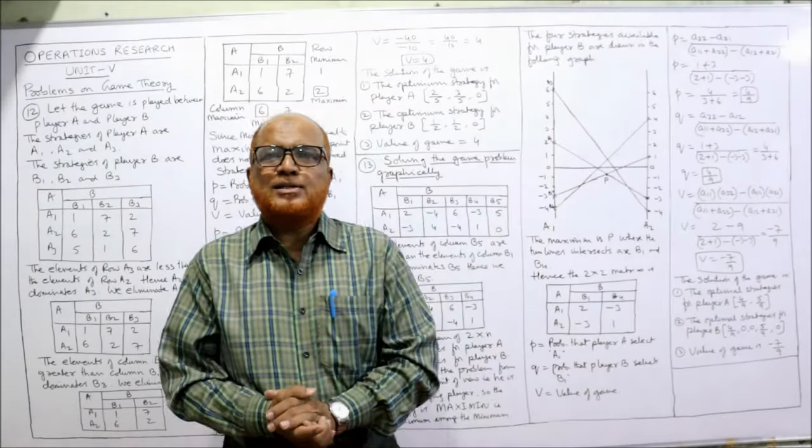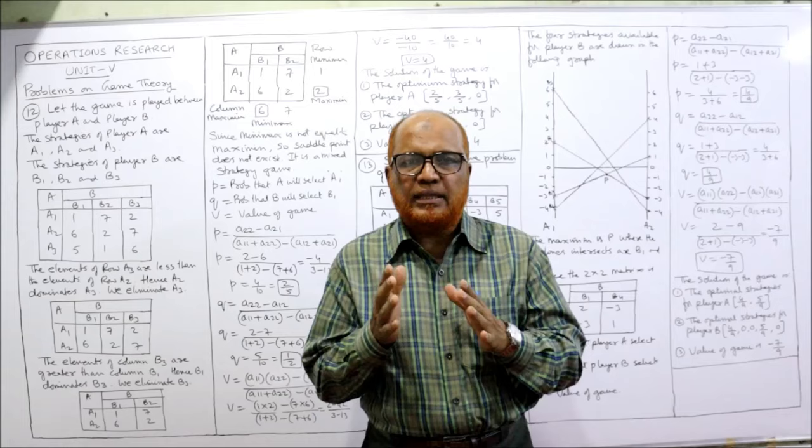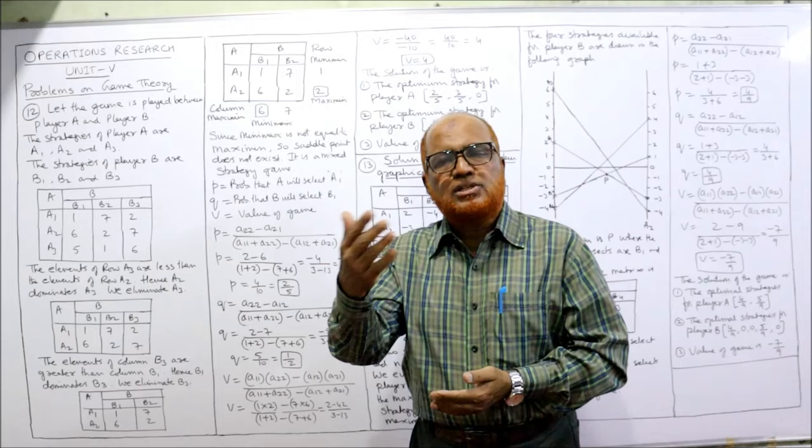I'm Hasham Ali Khan. So far, 11 problems I have completed on game theory. Now 4 more problems are left. So in this video I'm going to explain 2 problems, the 12th and 13th. Next video, the 14th and 15th, that will be the last one.